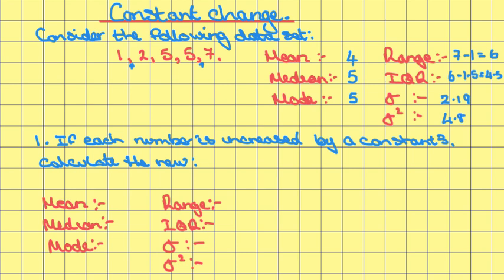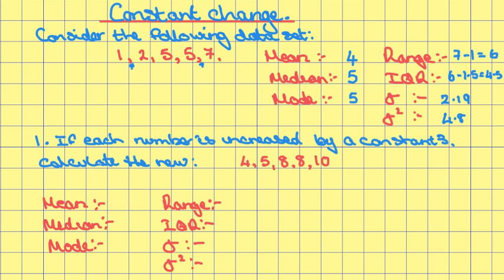Firstly, I want to look at if each number is increased by a constant 3, calculate the new mean, the new median, the new mode, range, interquartile range, standard deviation, and variance. Well, the new data set would be, if I add 3 to each one, 4, 5, 8, 8, and 10. If you look at the data set, everything has been moved 3 spaces to the right on the number line.